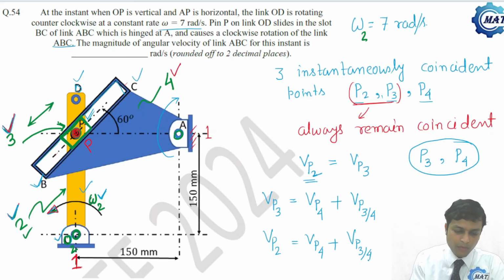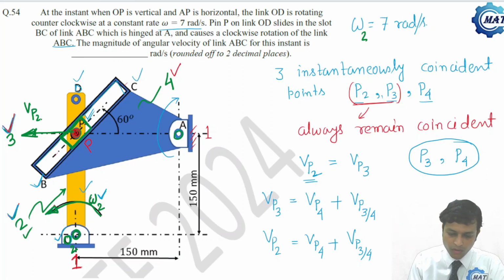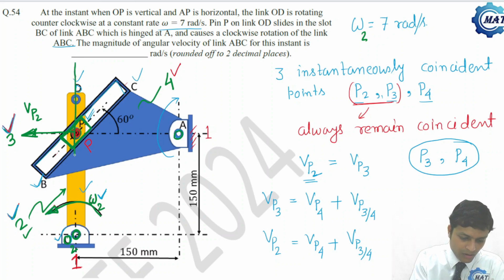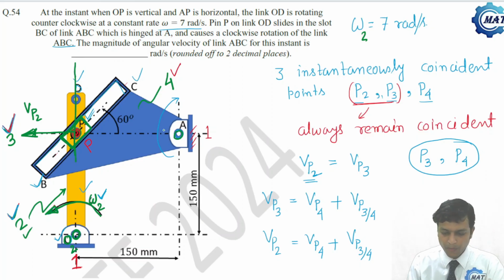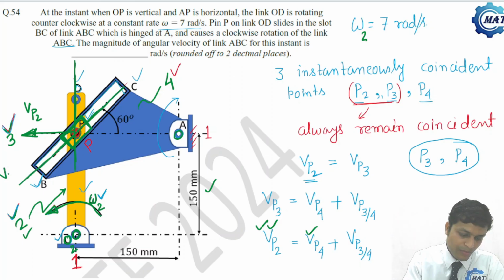Now, what is Vp2? If we consider that point P is on body 2, then 2 is rotating with omega 2, so this is Vp2. What is Vp4? Vp4 will be perpendicular to AP, along link 2 or along OD. We know the direction only, not the value. We know both direction and magnitude of Vp2 because omega 2 is given and OP is given as 150 mm. Now, what about Vp3 by 4, the relative velocity of point P3 with respect to P4? 3 can only slide along this direction, so this is the direction of Vp3 by 4.